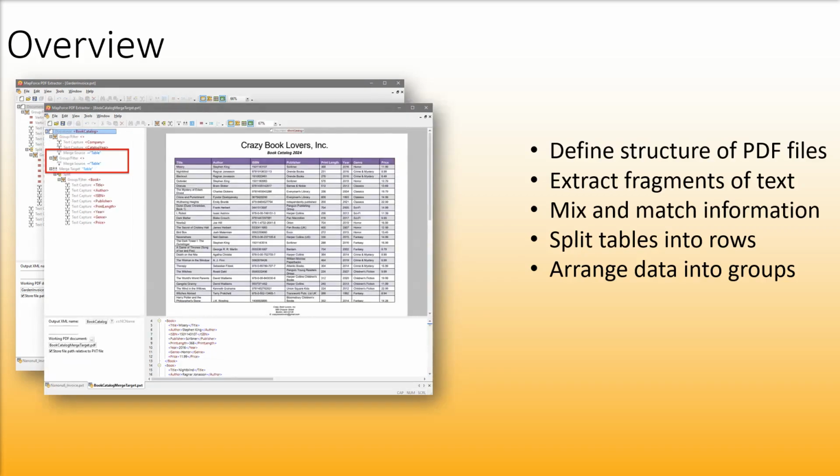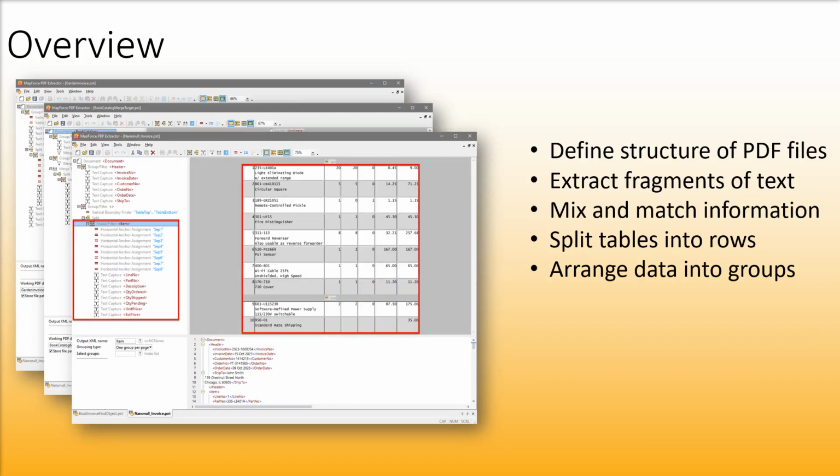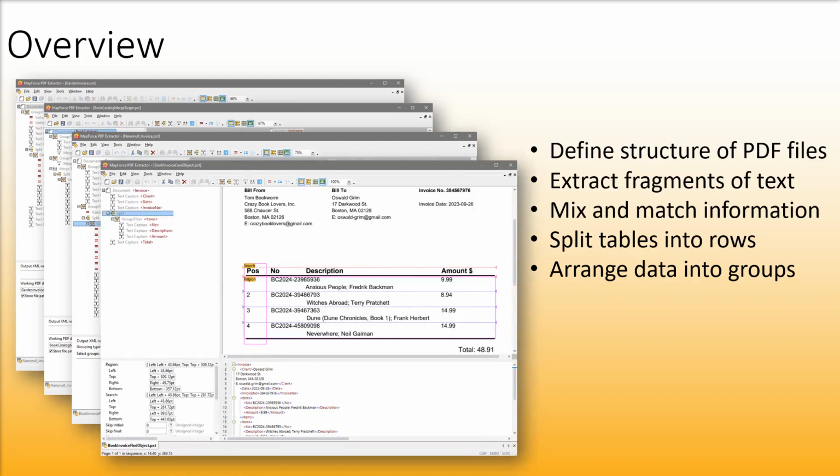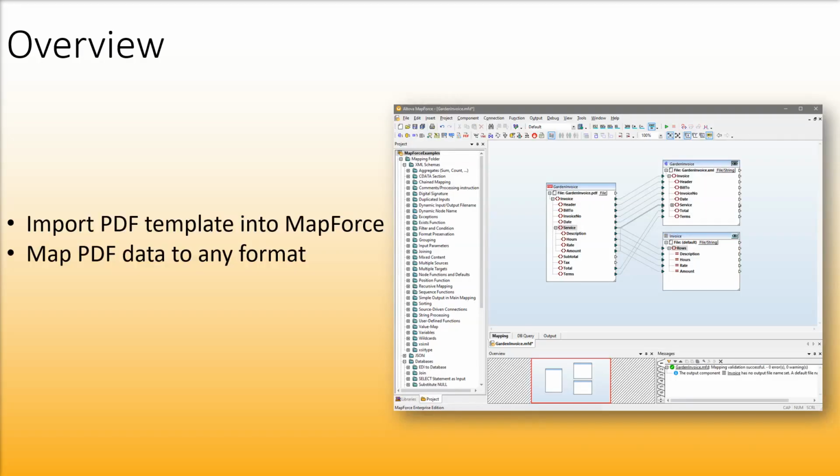It also allows you to mix and match pieces of information from different pages of the same file, split tables into rows, and arrange data in groups. You can also use various methods of locating split positions. Once you're done with your template, you can add it together with a PDF file based on this template to MapForce and map PDF data to any other format.